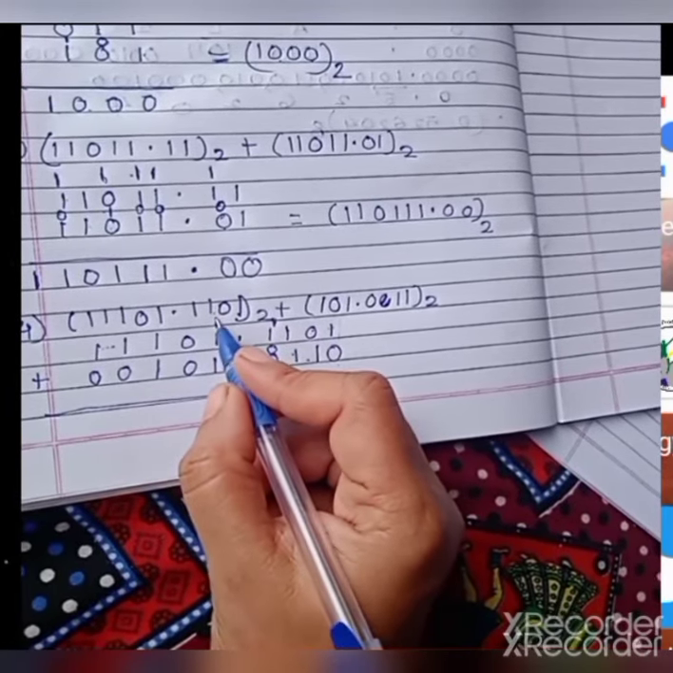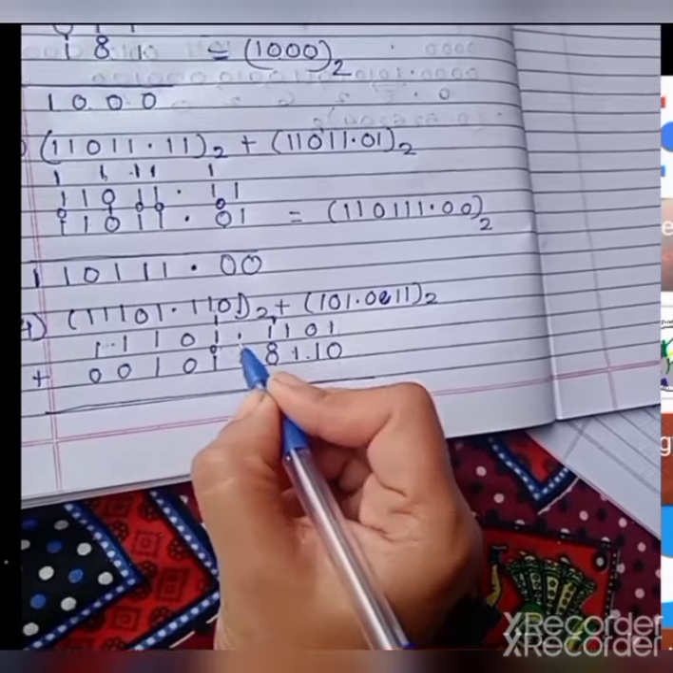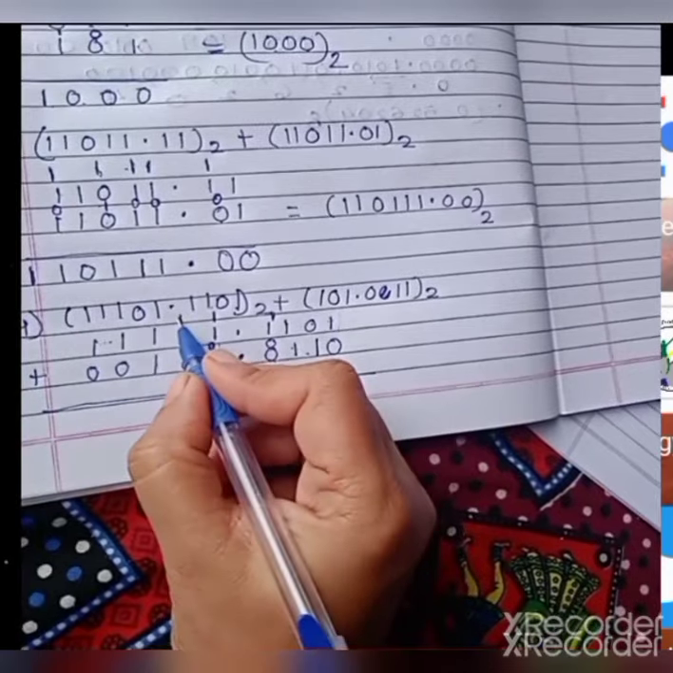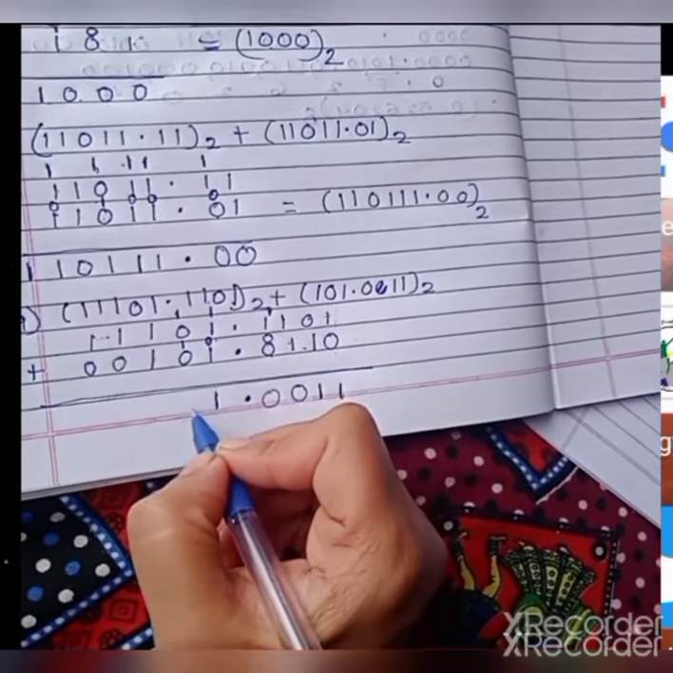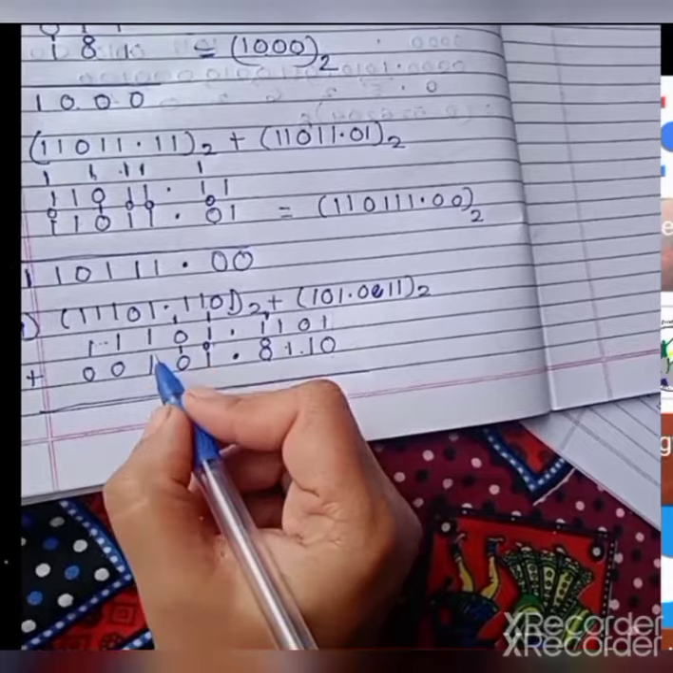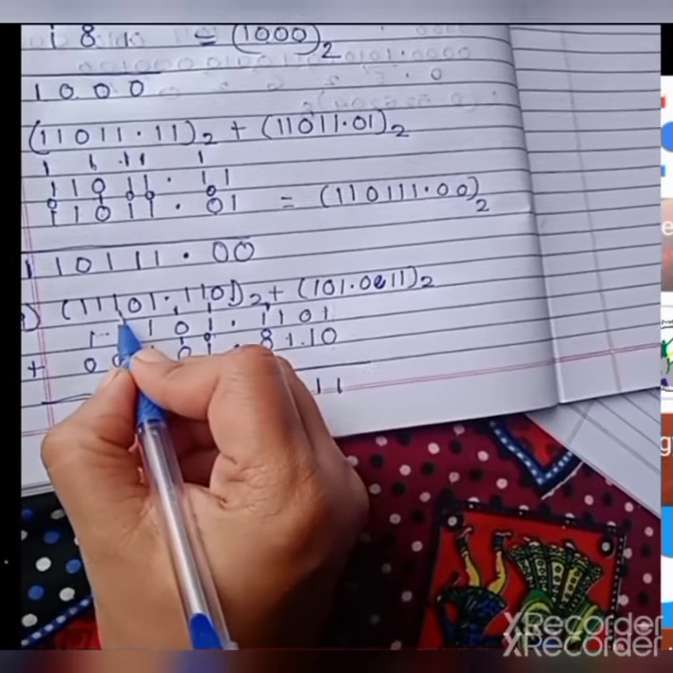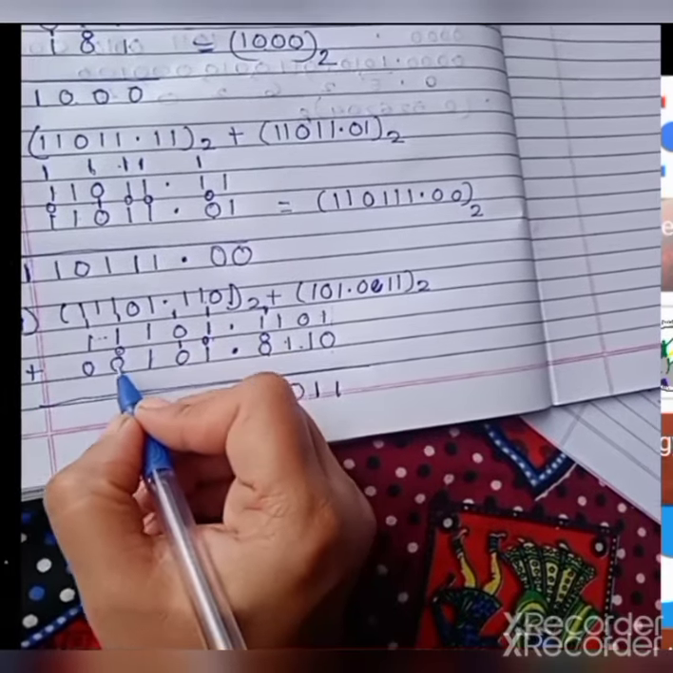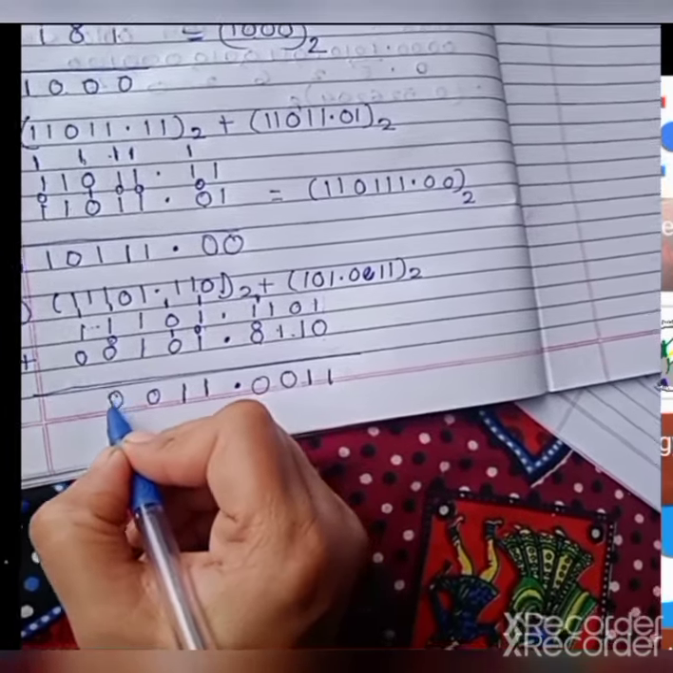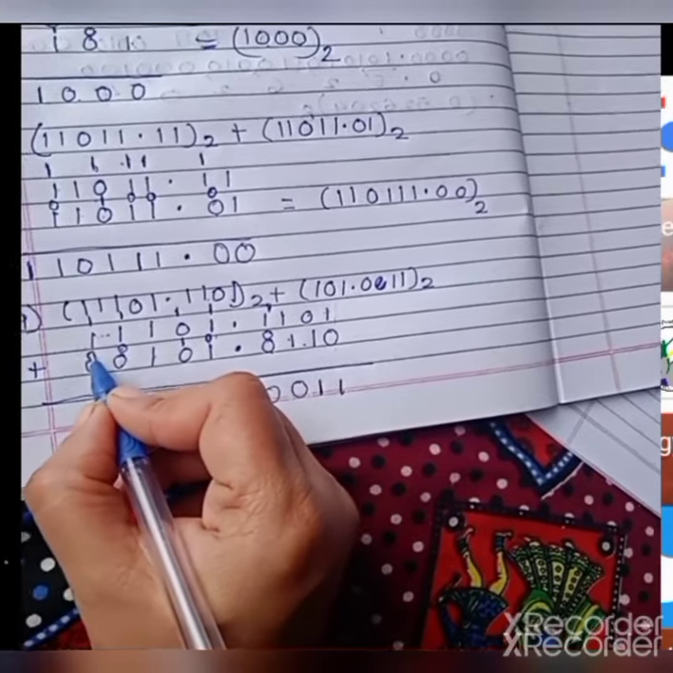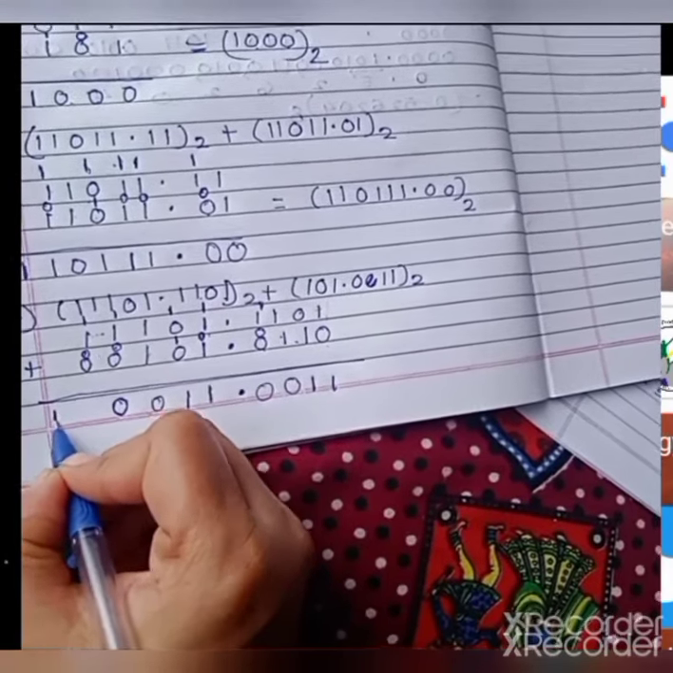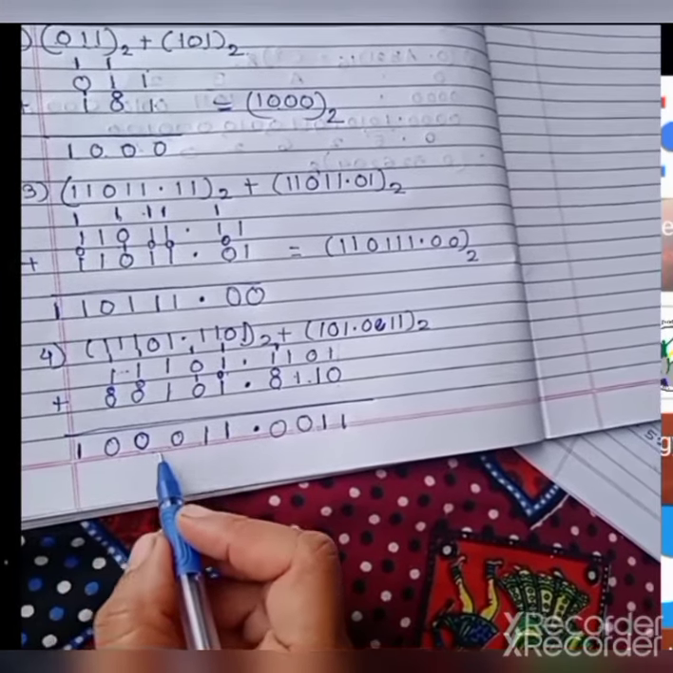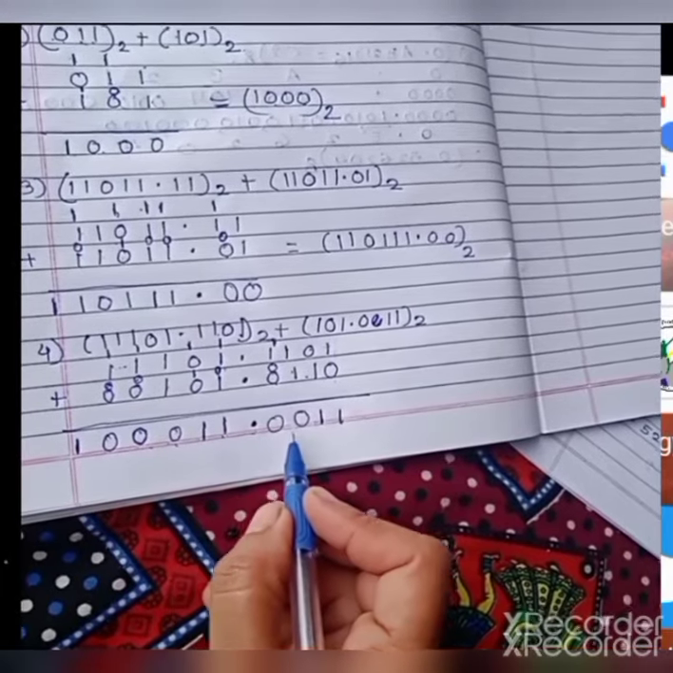Perform this addition first. 1 plus 1 0, carry 1, 0 plus 1 is 1. 1 plus 0 is 1, 1 plus 0 is 1. 1 plus 1 is 0, carry 1. 1 plus 1 sum is 0, carry 1, 0 plus 0 is 0. 1 plus 1 sum is 0, carry will come here, 0 plus 0 is 0. So final answer is 10001.0011.